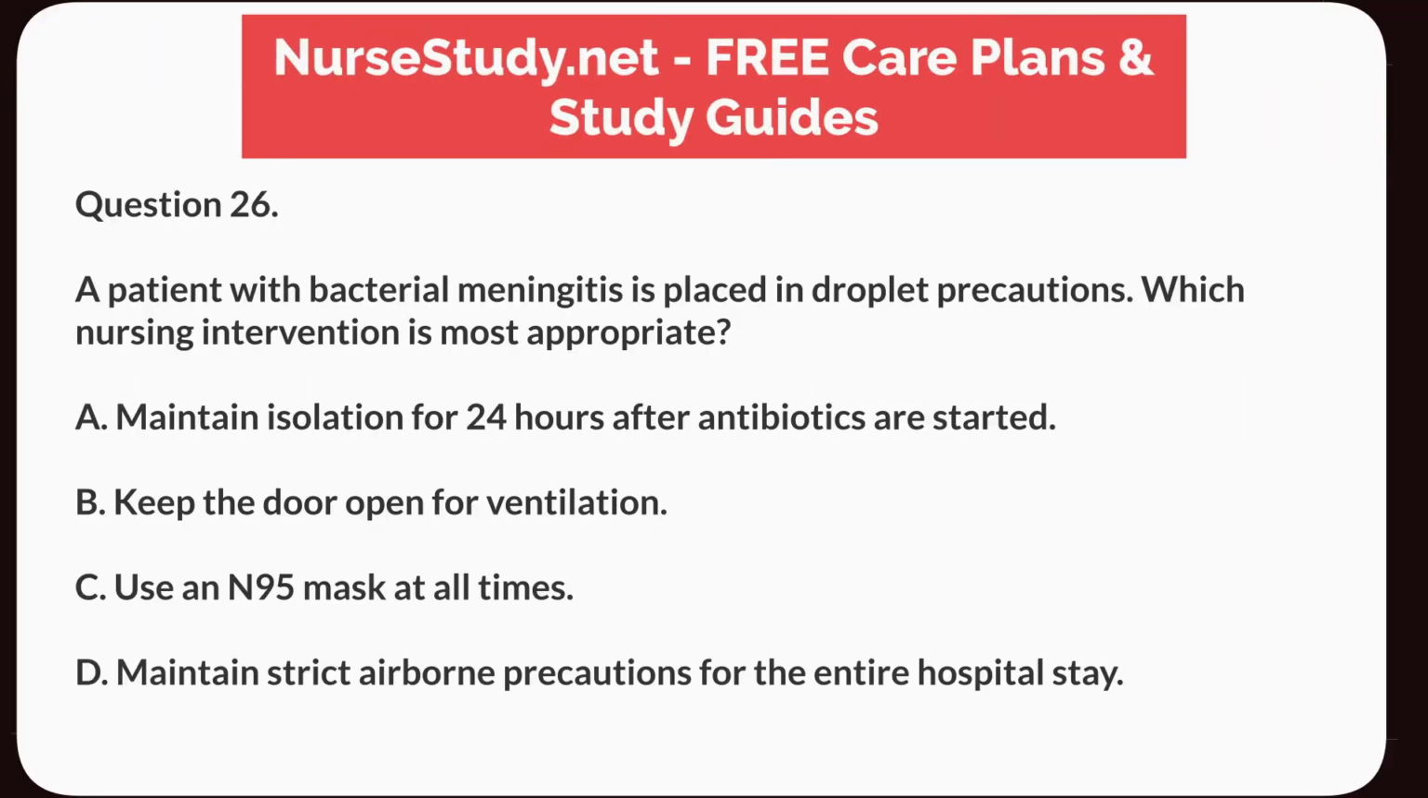Question 26. A patient with bacterial meningitis is placed in droplet precautions. Which nursing intervention is most appropriate? A. Maintain isolation for 24 hours after antibiotics are started. B. Keep the door open for ventilation. C. Use an N95 mask at all times. D. Maintain strict airborne precautions for the entire hospital stay.